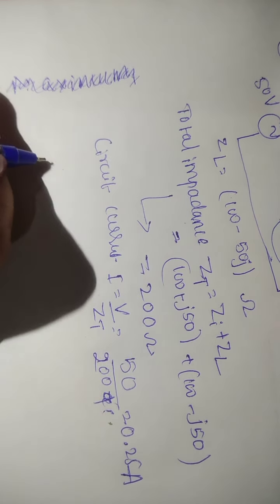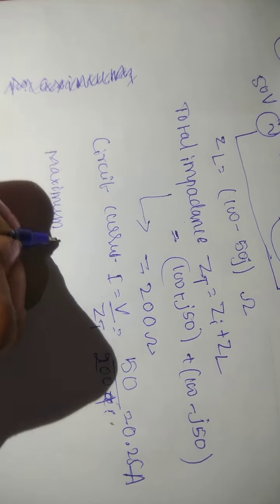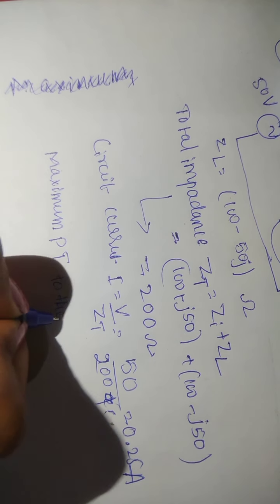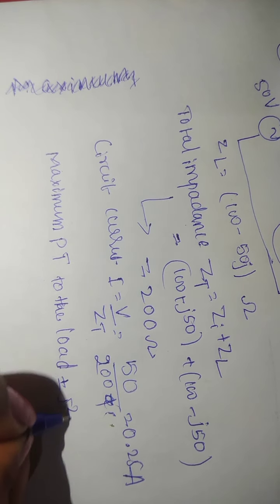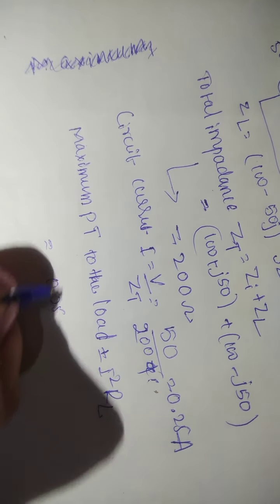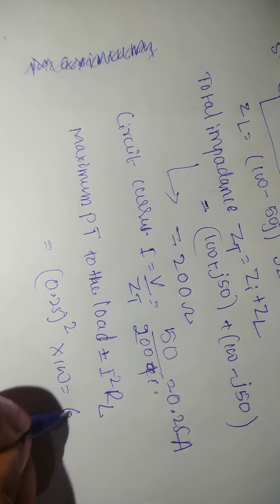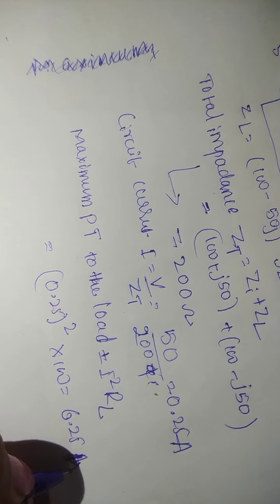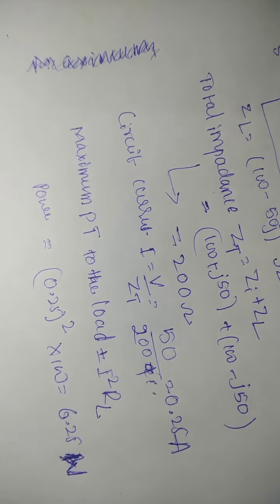Then the maximum power transferred to the load equals I square RL. I square is 0.25 square into 100, which equals 6.25 watt. This is the power in watts.